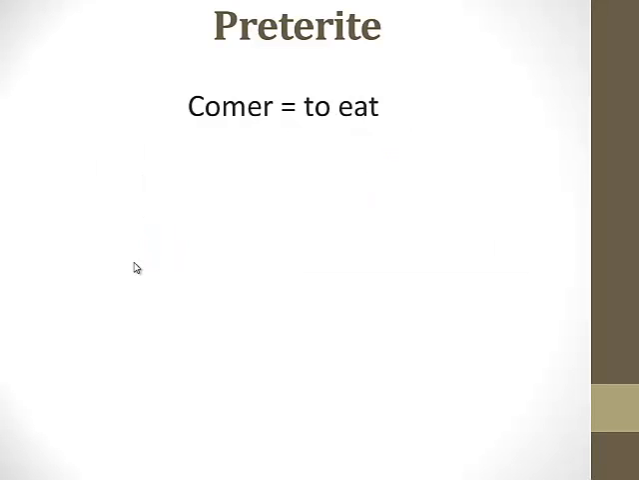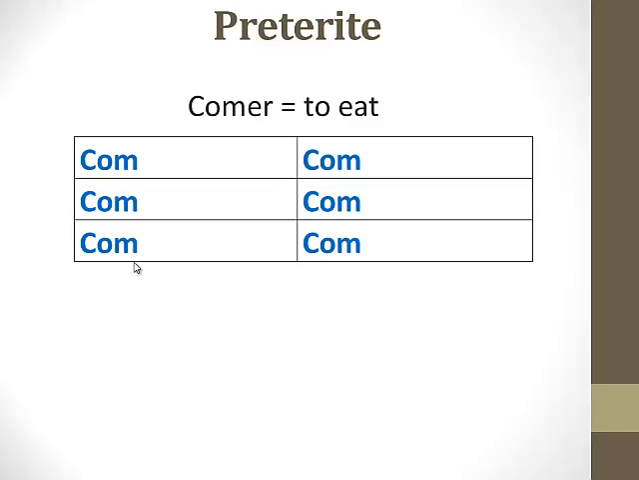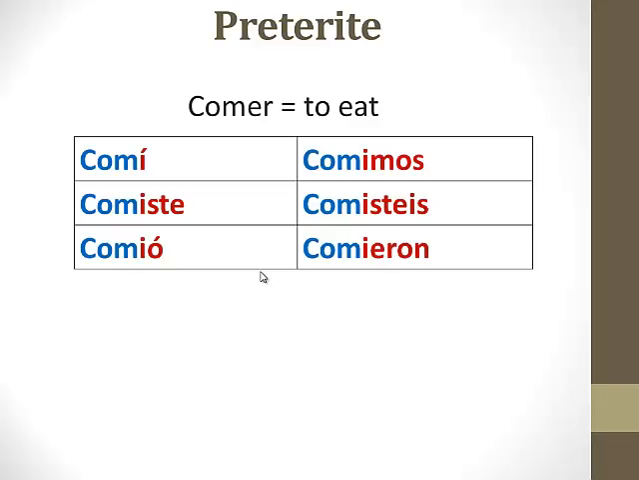All right, let's conjugate another verb. Here we have comer. Comer means to eat. Step 1, we dropped the ER. Now, we need to do step 2 and add the correct ending. Remember, ER and IR verbs have a different set of endings than the AR. Let's add the ER-IR endings. Here we are. Comer is conjugated in the preterite.